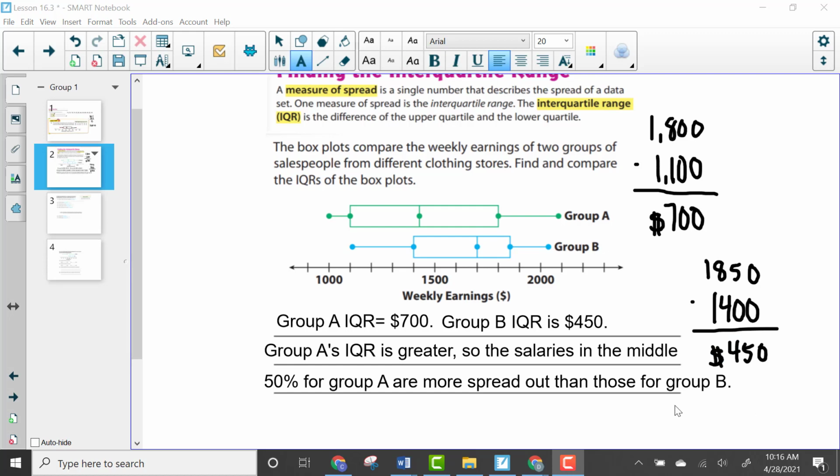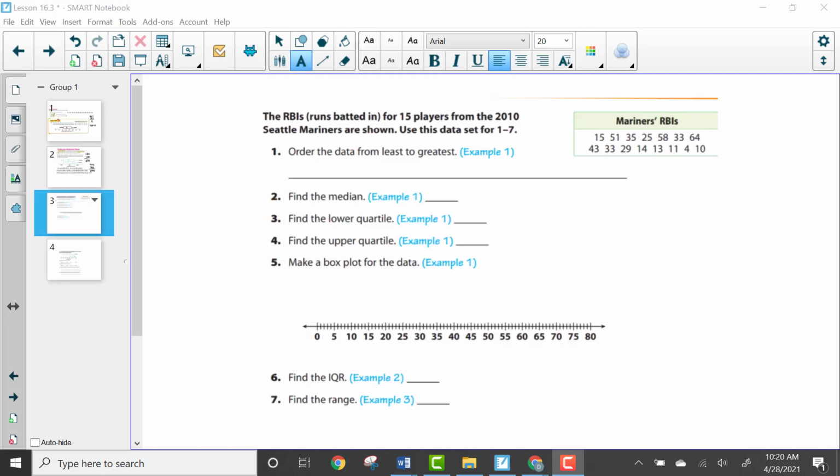So now that we have both IQRs, remember interquartile range, what we can see here, and I want you to write this down on page 465, is that group A's IQR is greater. So the salaries in the middle 50% for group A are more spread out than those for group B. So that's what an interquartile range will show you. It'll take a look at the middle 50% of the data set, and it'll show you how consistent or how spread out the data is within your data set.